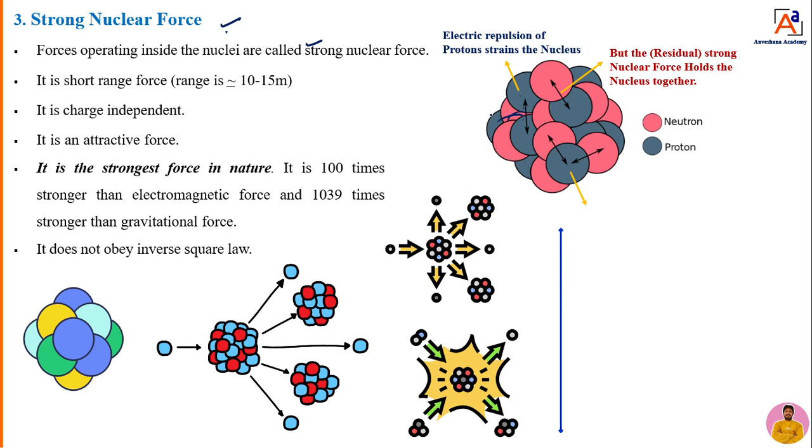We are going to apply a certain amount of force. Because of that force, we can hold the proton and neutron together. Whatever force we are applying to hold them, that force we can call a strong nuclear force, dear students. And it is a very short range force, that is 10 to the power of minus 15 meter.